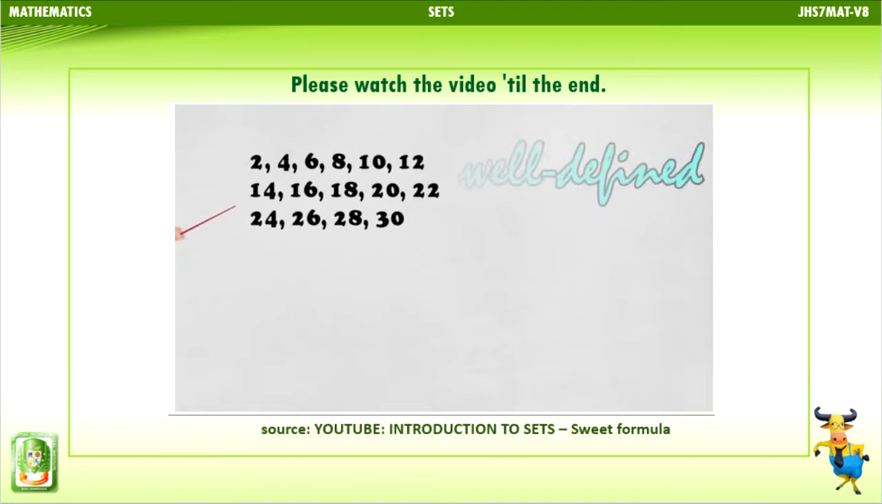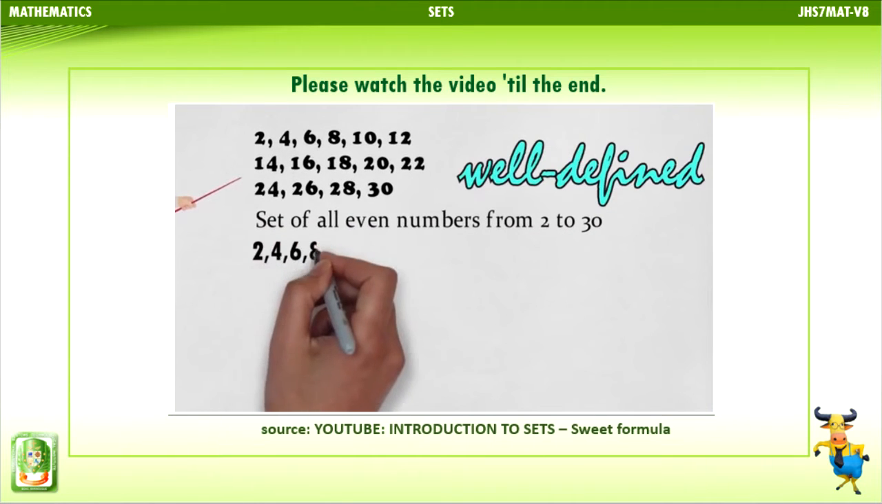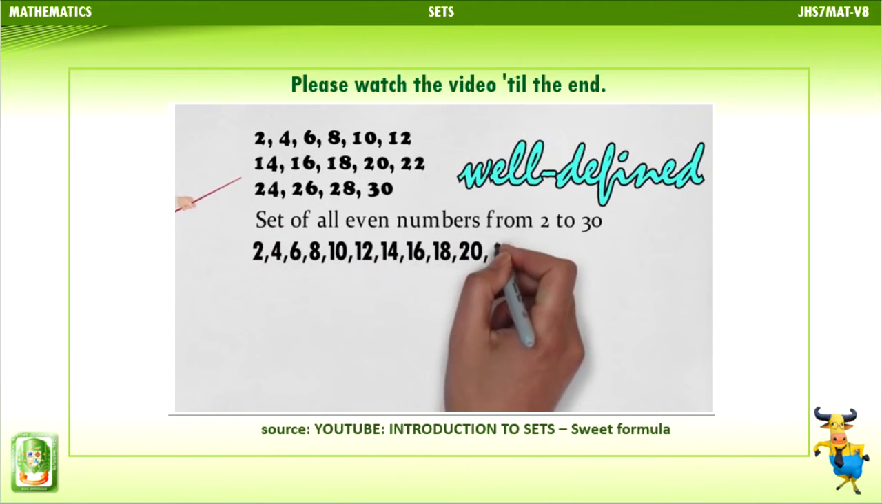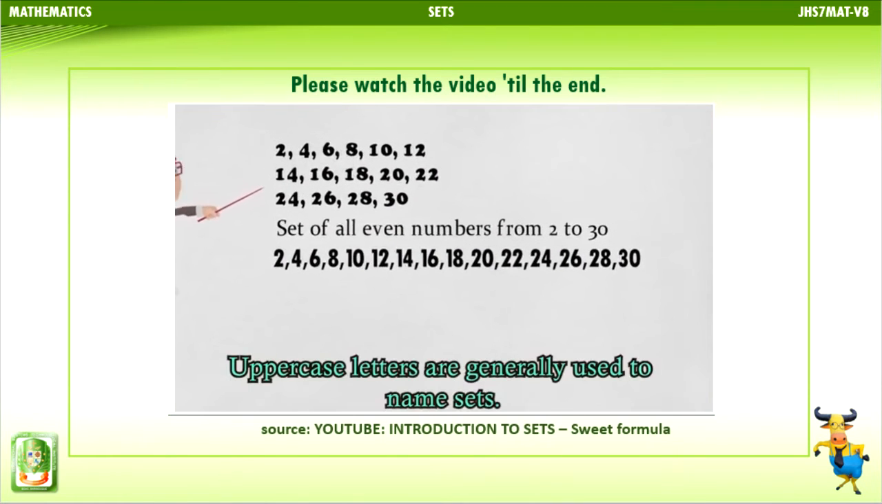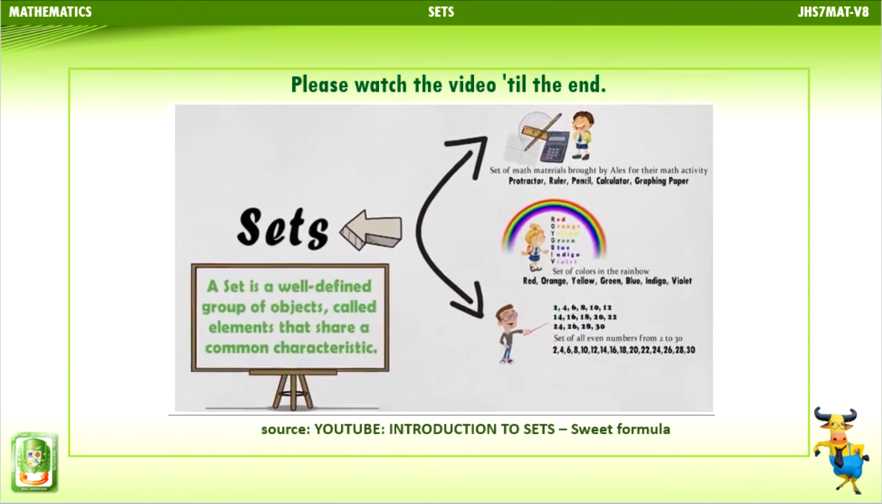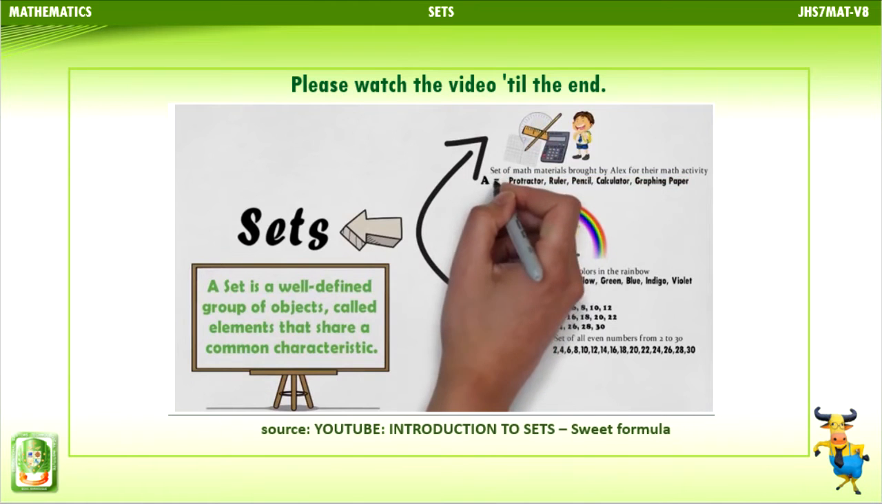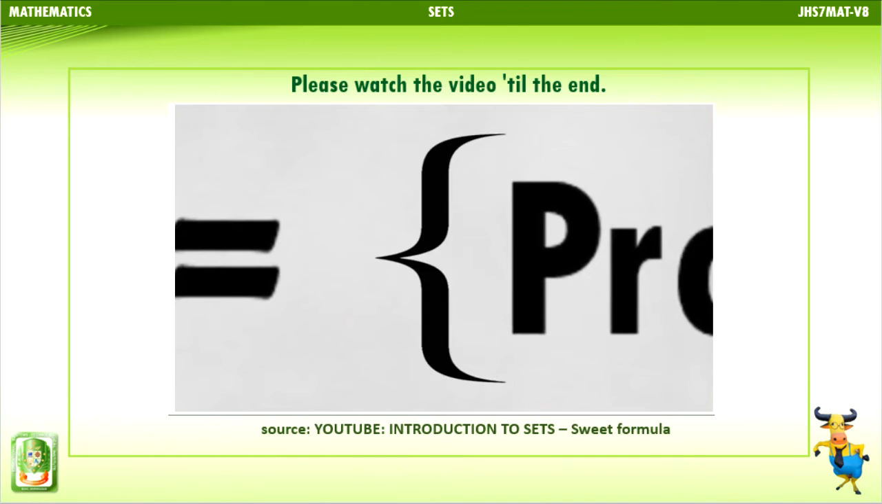This is obviously well-defined, and we can call this the set of all even numbers from 2 to 30, consisting of these elements. Generally, we use uppercase or capital letters in naming a set. So if we let A be the set of these math materials brought by Alex for their math activity, we can just simply write capital A here with an equal symbol and enclose the elements with braces.